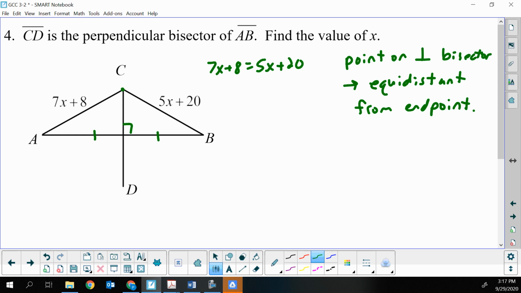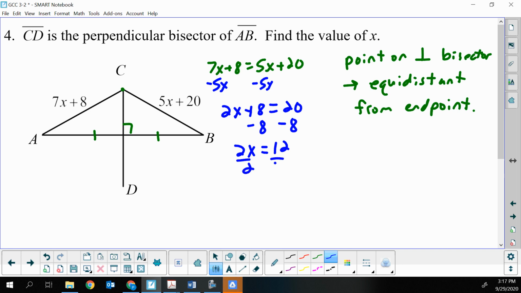So now we just have to solve. Let's subtract the 5x from both sides. We'll subtract the 8 from both sides. And we'll divide by 2 to give us x equals 6. And note, that's what they wanted us to find, so we are done with that problem.